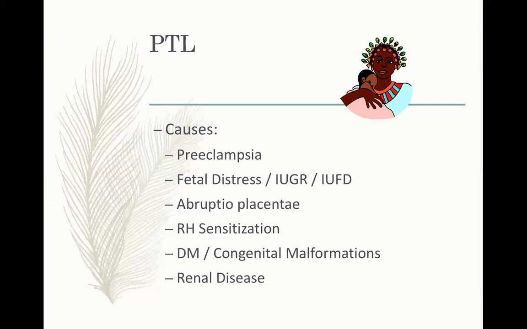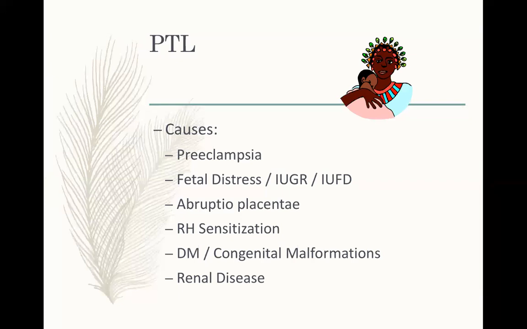And depending on where the placenta abrupts, the baby might exsanguinate into the uterine cavity, because the blood flow from the baby is going into the placenta, and the placenta isn't exchanging, so the blood is not going back into the baby. RH sensitization can cause anemia in the baby, and the baby might need to be delivered early because of that.